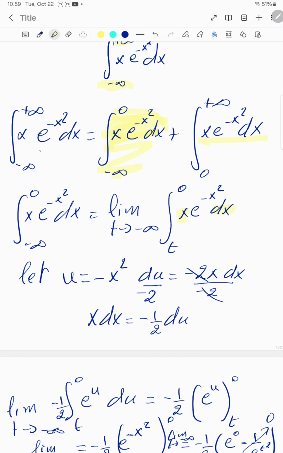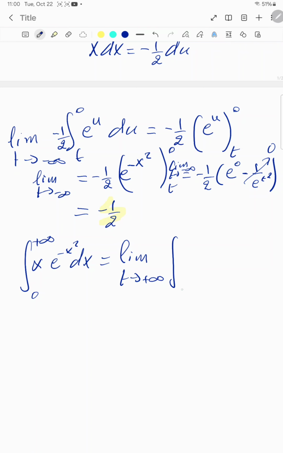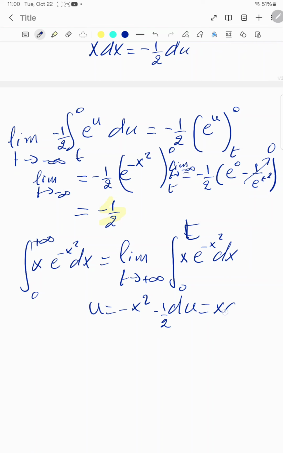Now let's work on the second one here. The second one is the integral between 0 and plus infinity of x e to the power minus x squared dx. And again, it is equal to the limit when t goes to plus infinity, this time between 0 and t, of x e to the power of minus x squared dx. This is a t here. And again, if I say u equal minus x squared, then minus 1/2 du is equal to x dx.